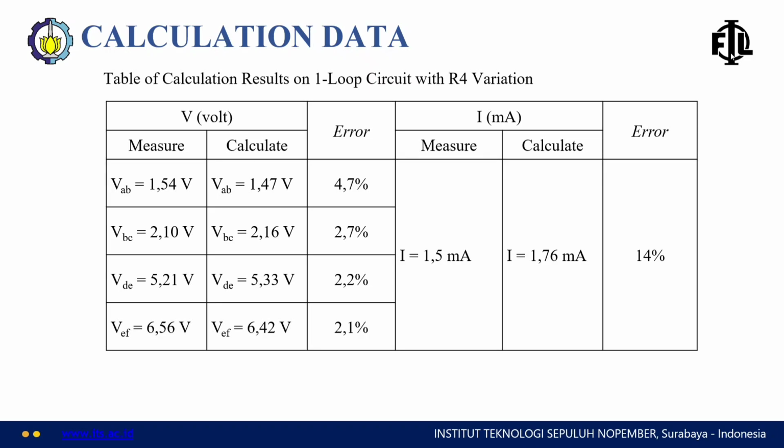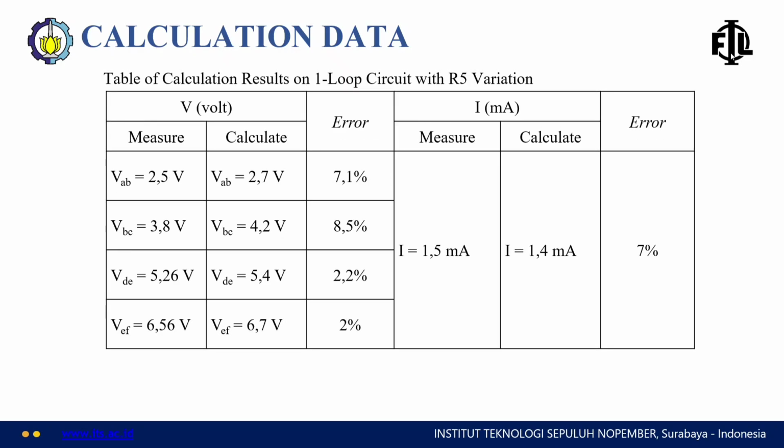After completing this simple calculation, of course, we present the full calculation result. This is the table of calculation result for a single loop circuit with variation in resistor number 4. The voltage section includes the measured and calculated value along with the percentage error. Please complete this table using your own experimental data. The same applies to current, including both the measured and calculated value, as well as the percentage error.